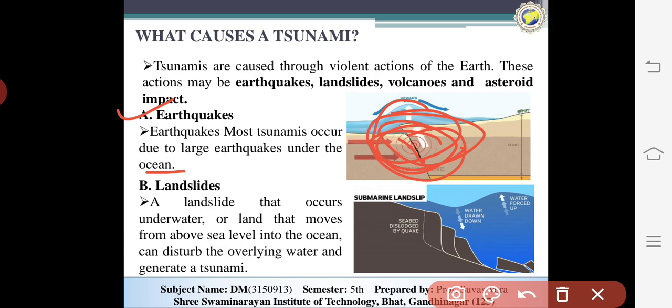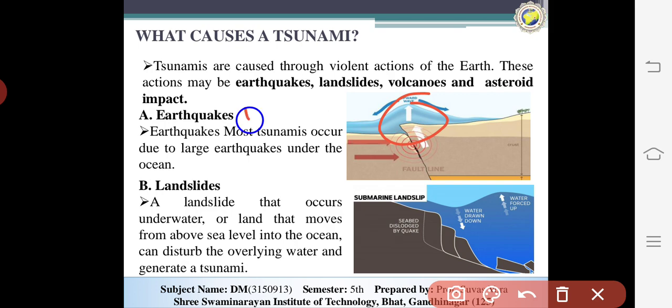When the sea floor moves suddenly during an earthquake, it can displace the overlying water. You can see that the overlying water and a large area of the sea floor are elevated or subside, and a tsunami can be created. So this is the first cause that generates a tsunami, the earthquake. Now the second one is landslide.